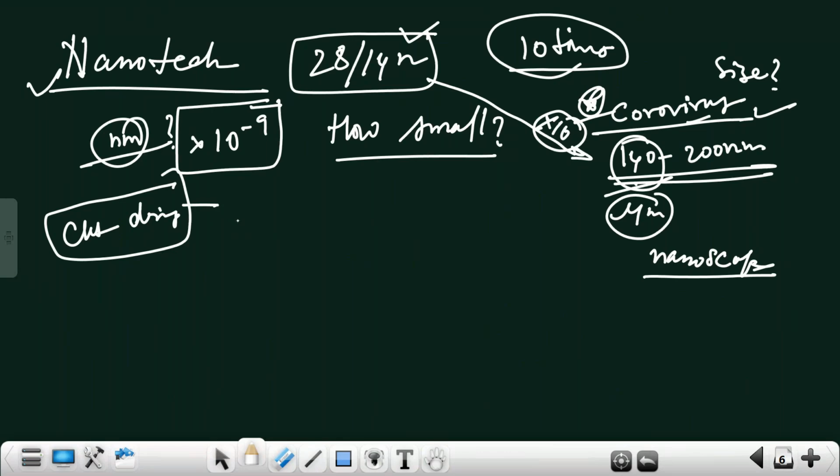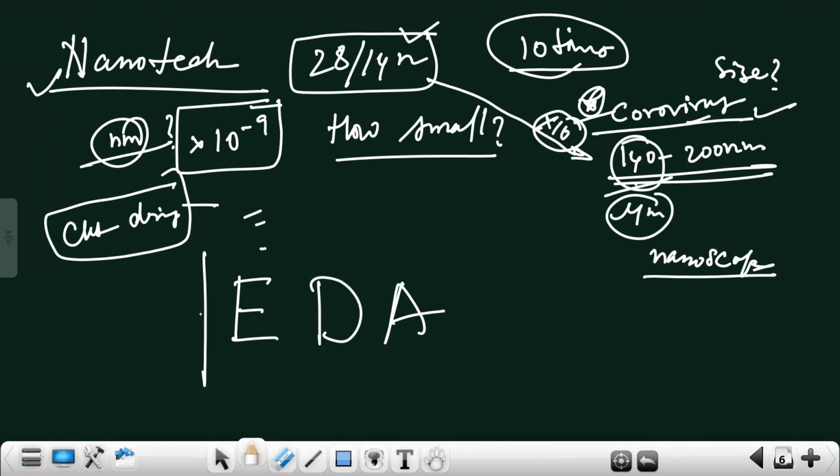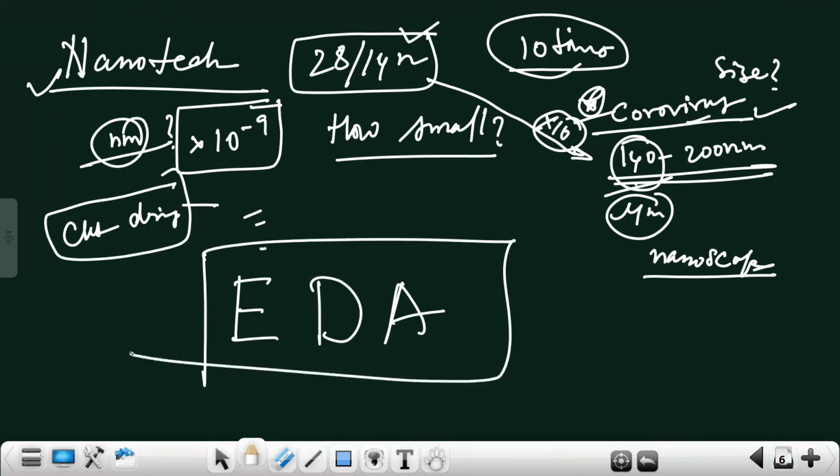Now, how to work, how to design? You cannot use pen and paper and pencil, right? For that reason only, you have to understand how to work in EDA tools, electronic design automation tools. That is what I was explaining. What is the importance of EDA tools here?